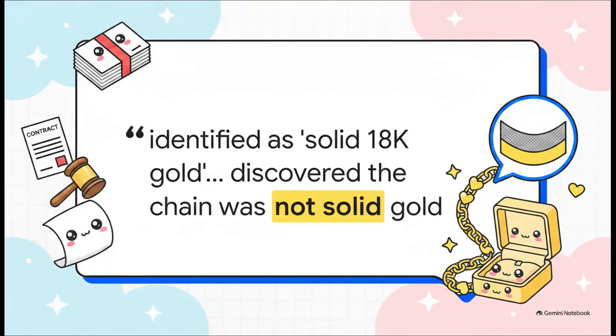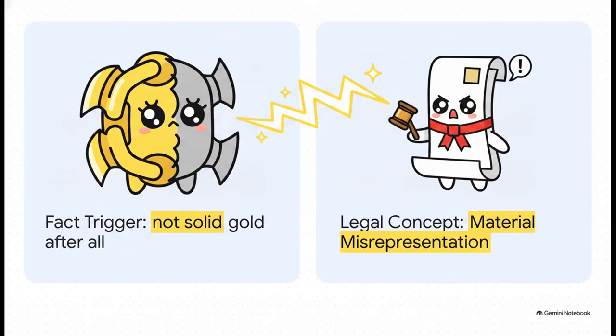Next, let's look at the product itself. The prompt states the contract identified the chain as solid 18K gold, but later, Ben discovered that the chain was not solid gold after all, but rather was gold-plated. This exact quote acts as our undeniable factual trigger. Ritz promised 18-karat gold but delivered a gold-plated chain. This immediately triggers our analysis for material misrepresentation and breach of contract.